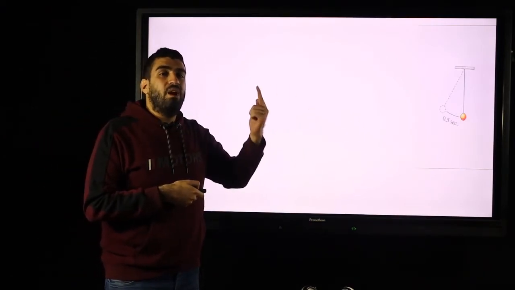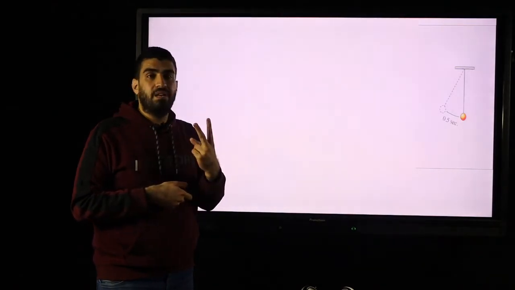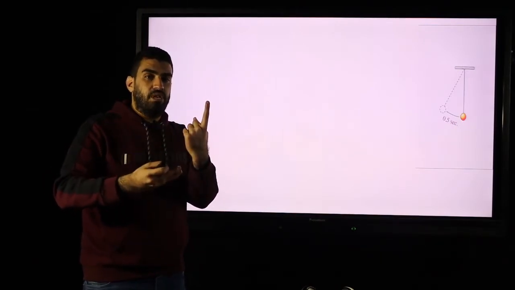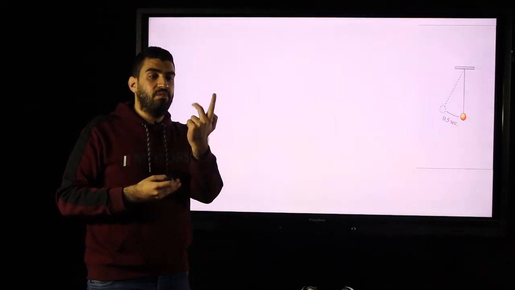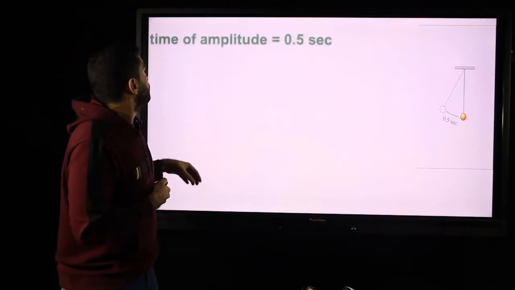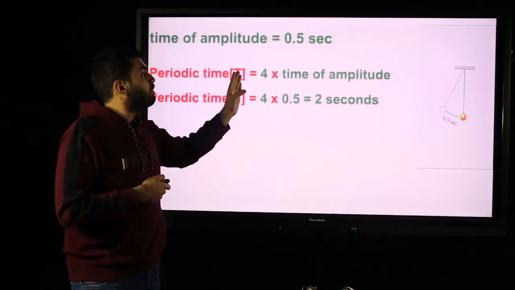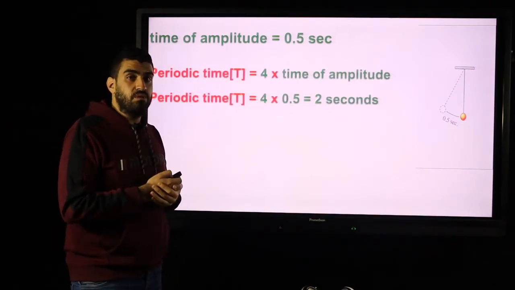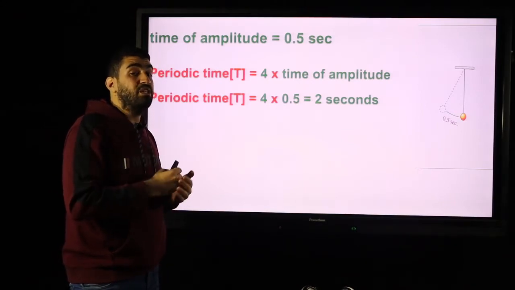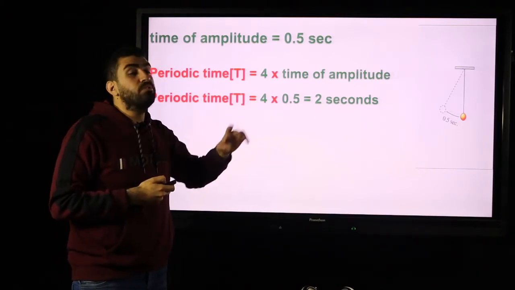Half second to make 1 amplitude. So the periodic time equals 2 seconds. Why? Half second to make 1 amplitude, and to make 1 complete oscillation we need 4 amplitudes. Half, half, half, and another half makes 1 complete oscillation. So the time of 1 amplitude is half second. The periodic time equals 4 times the time of 1 amplitude to reach the time taken to make 1 complete oscillation, which is periodic time. Periodic time equals 4 times half, equals 2 seconds.